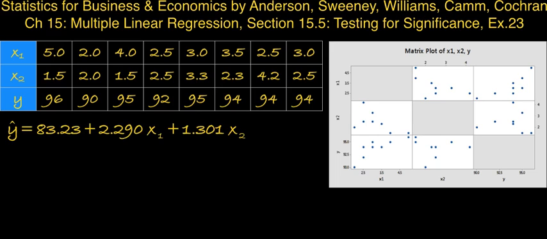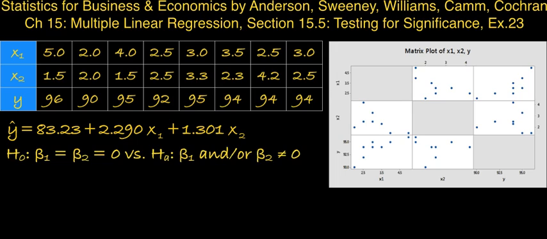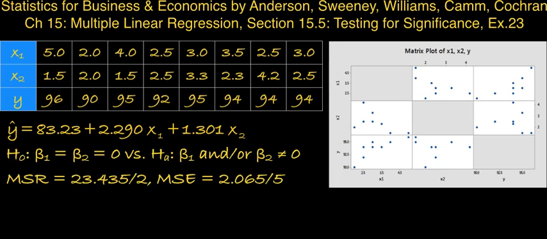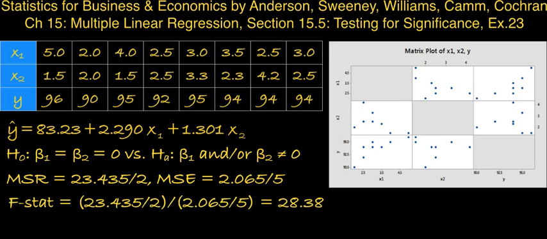Use alpha equal 0.01 to test the hypotheses: null hypothesis beta 1 and beta 2 both 0 versus the alternative hypothesis that beta 1 and/or beta 2 not equal to 0. We're going to use the mean square for regression, which is 23.435 divided by 2, and the mean square for error, which is 2.065 divided by 5. We're going to use those two numbers to find the F statistic. So we'll take the ratio of those two mean squares for the F statistic, and that comes to 28.38.